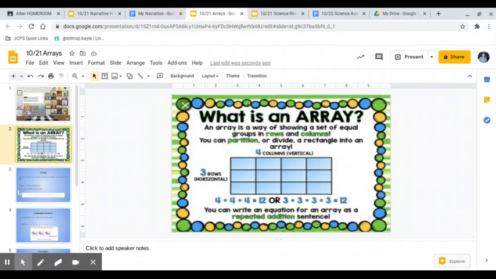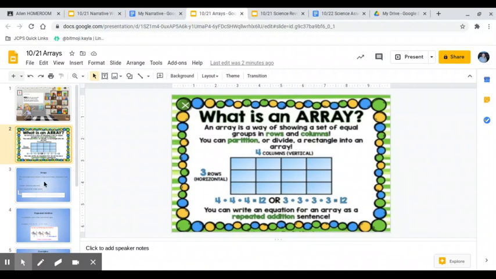What is an array? Remember that an array is just a way of showing you an equation where it is equal. So remember, your array is just a model or a picture. Sometimes it's shapes. It's just showing you how you can separate your problem to where you have equal groups in each one.